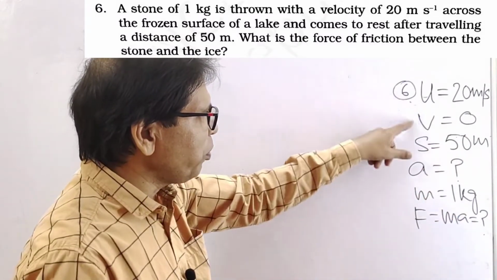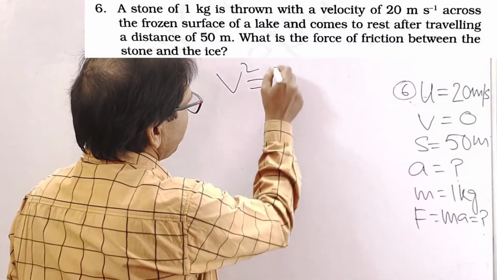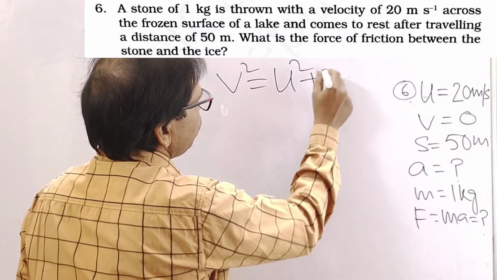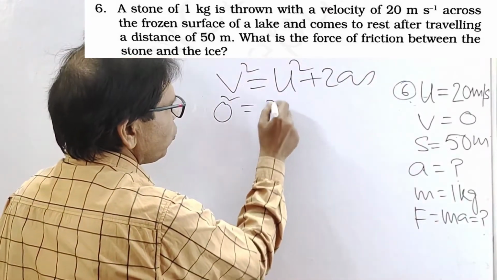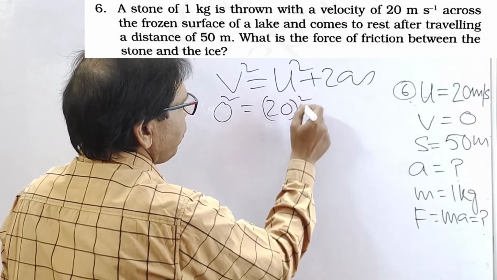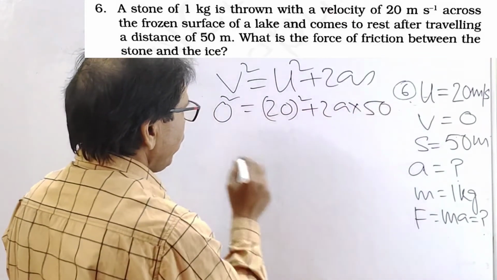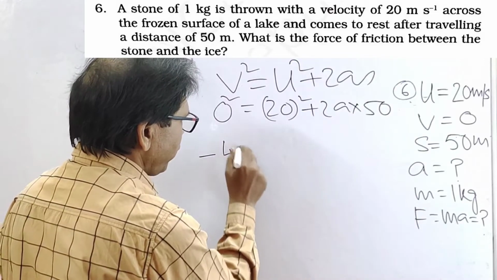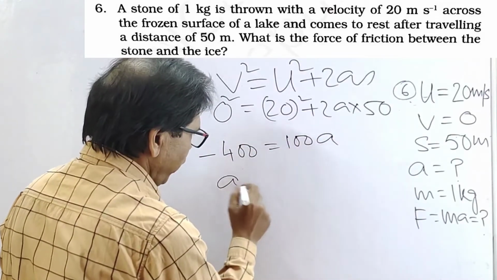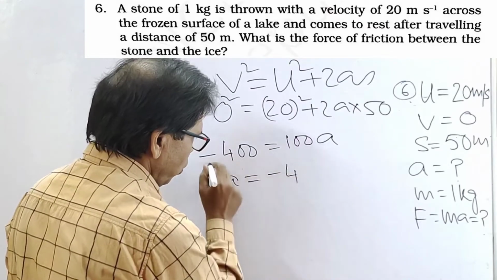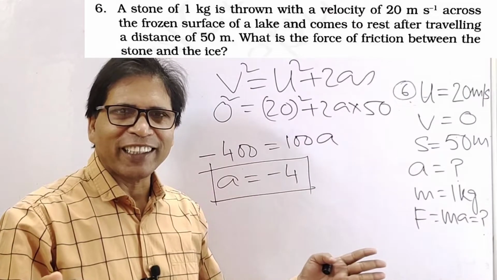Look at this, UVAS. So this is v square equals u square plus 2as. This is 0 square equals 20 square plus 2 into a into 50. Okay, so this is minus 400 equals 100a. Therefore a equals minus 4. So the retardation of the stone is 4 meter per second square.